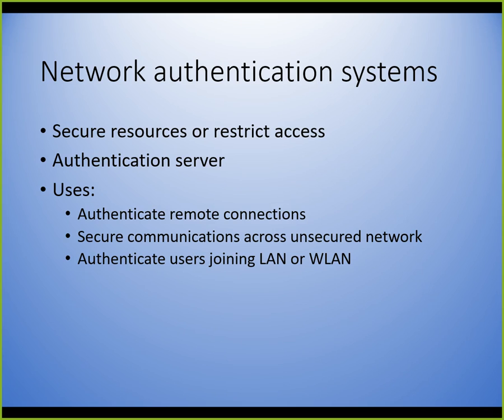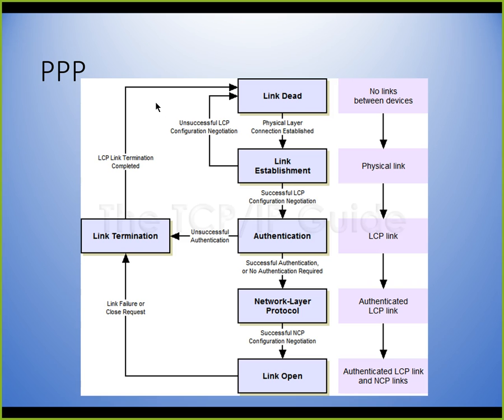Probably what you're using there is an Active Directory logon to get onto the workstations. So what they do is authenticate remote connections, the secured connections across the unsecured network, then authenticate users joining the LAN or the wireless LAN. Nothing really magic there. Authenticate when we prove who we are, whatever process we're using. We can also have authentication between devices, and that's what point-to-point protocol is doing here.